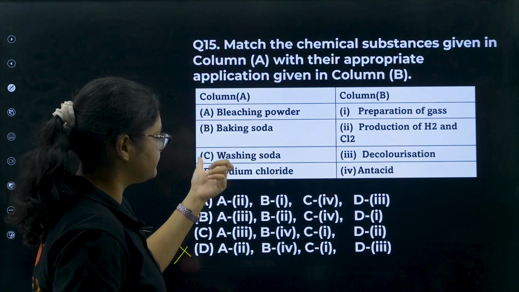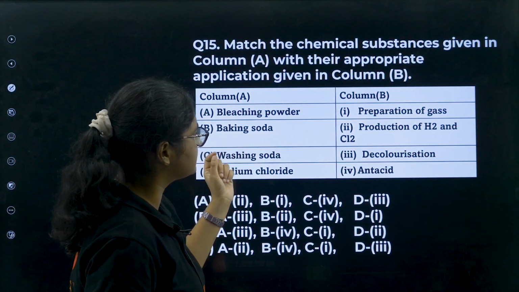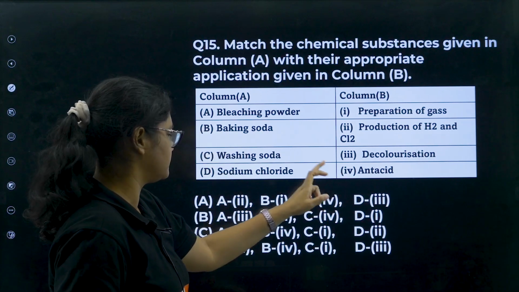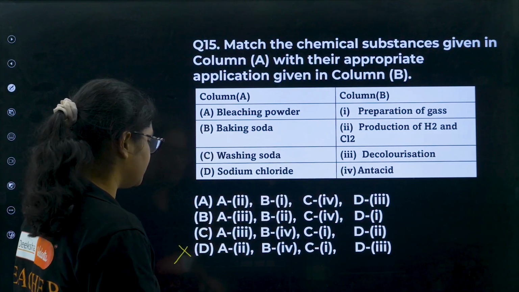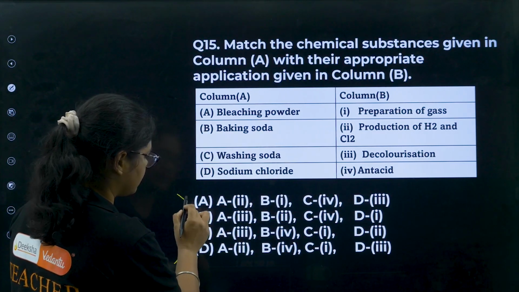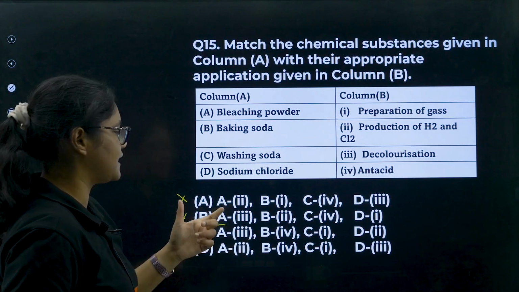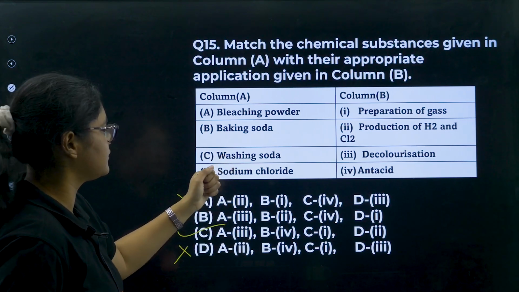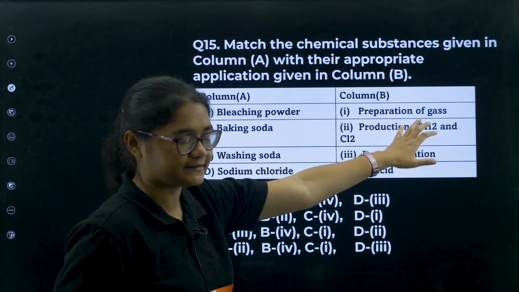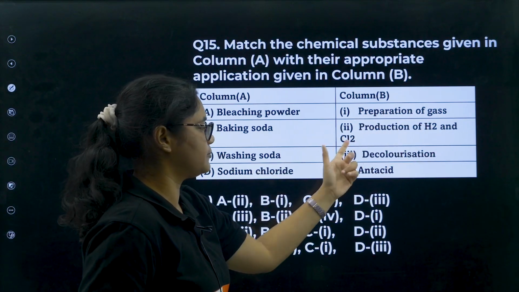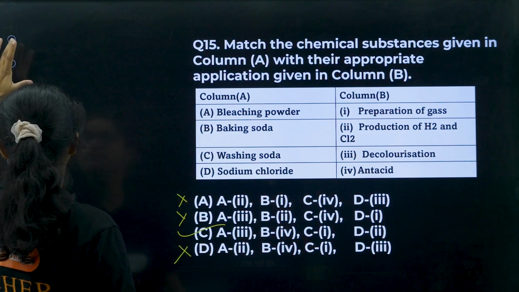Next, baking soda. Baking soda is used as an antacid, right? So B4. So we can eliminate these two options, only one is left, so option number C. But let us see the other options as well. Washing soda is used for preparation of gases, and sodium chloride is used for the production of H2 and Cl2.